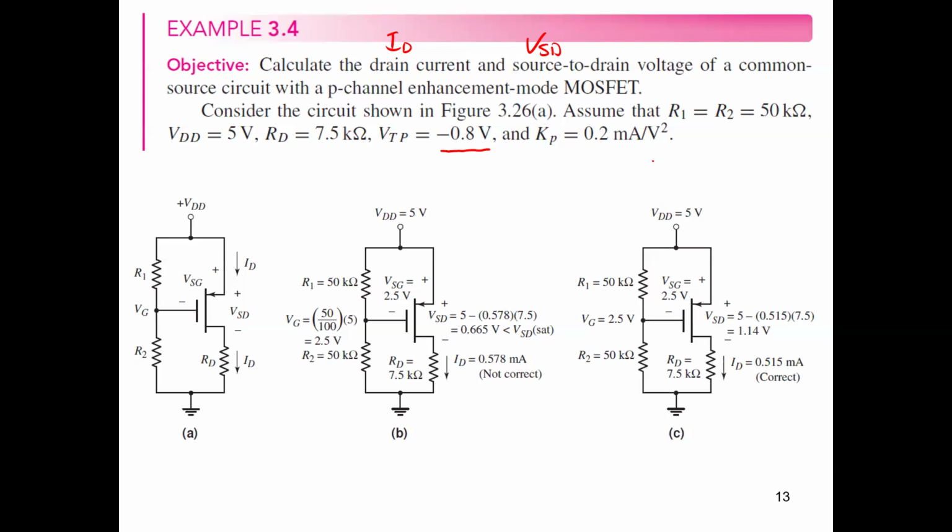Let's do the analysis together. We need to make 3 steps. First step, as we mentioned, you need to calculate the value of VSG. Let me write this here. So step number 1, calculate VSG. Step number 2, calculate ID with the assumption of saturation.